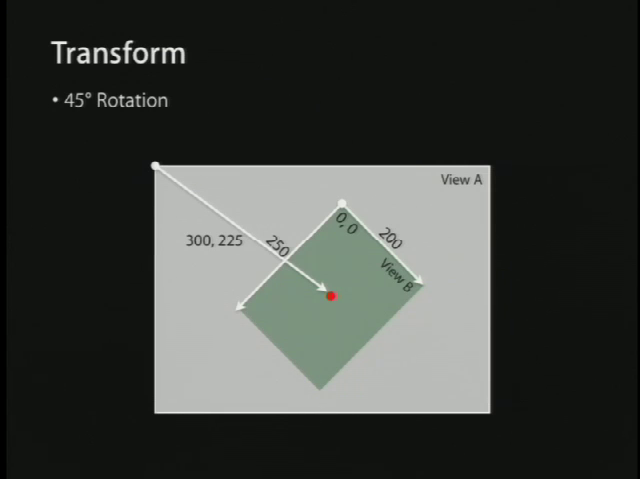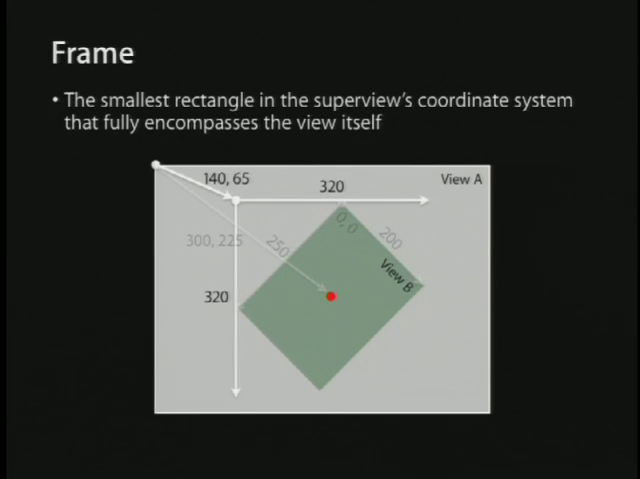So what's that going to do to the frame? The frame is computed, and the frame is the rect of the view in its superview's coordinate system. But now the rect of this view in its superview's coordinate system is no longer a rectangle. Now it's kind of a skewed diamond. So the frame is not quite as simple anymore. This is where things get a little bit questionable as far as using the frame goes. The frame is actually now 140, 65, 320, 320. Yeah, you can check my math on that. I'm pretty sure I did that right.